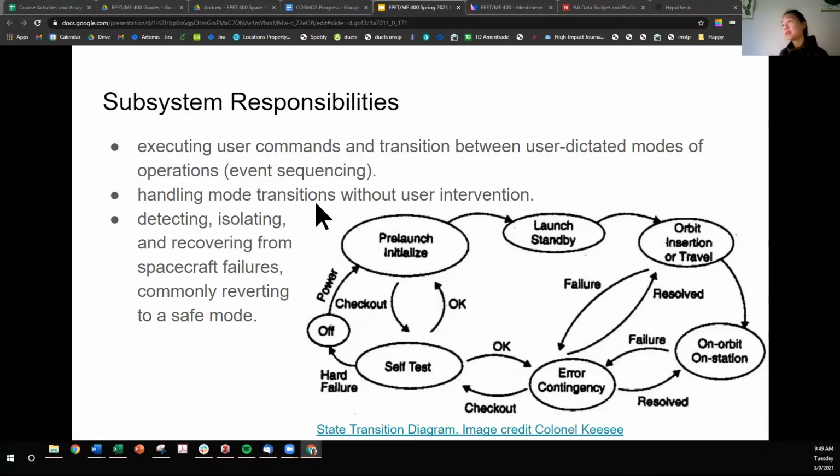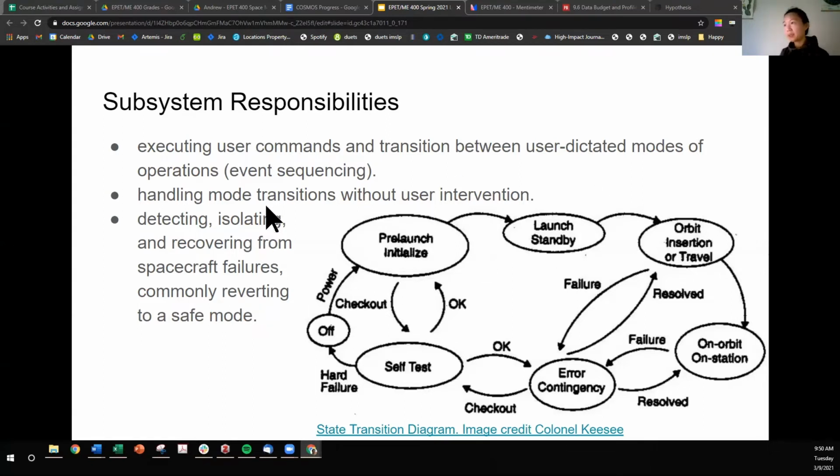And sometimes these mode transitions happen without user intervention. Without user intervention would be autonomously, to have the code itself do the transition. With user intervention would be a mission operator on ground sending that command to the spacecraft to manually exit, say, one mode and go to another.